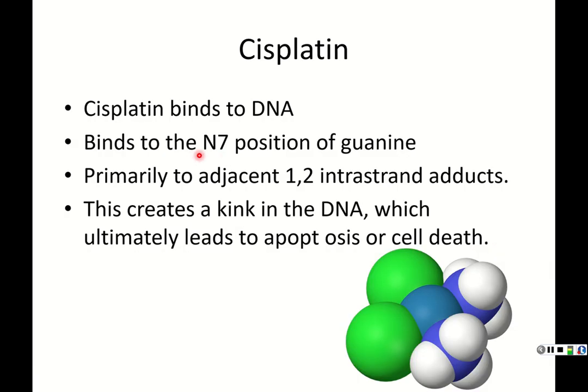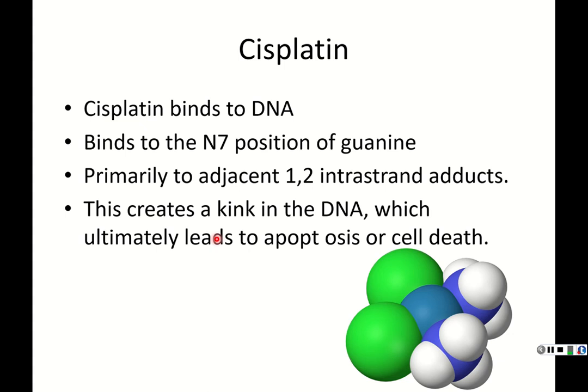You don't need to know this detail for this class, but it's the N7 position of guanine, primarily adjacent to the 1,2 intrastrand adducts. Don't need to know that for this class. What it does do, though, is create a kink in the DNA, which then ultimately leads to apoptosis. And apoptosis means programmed cell death.